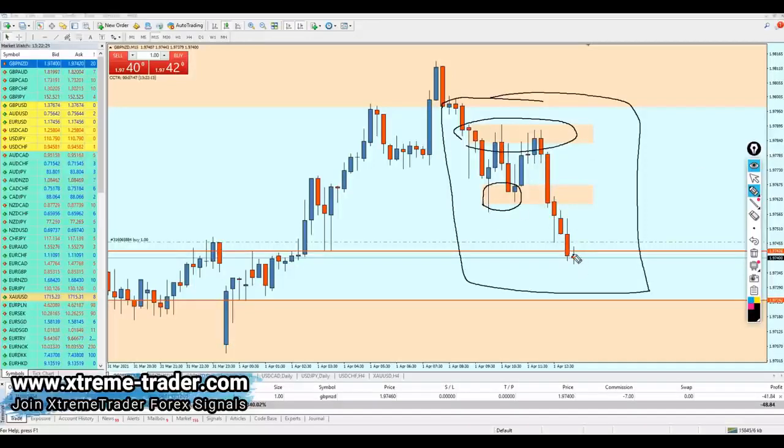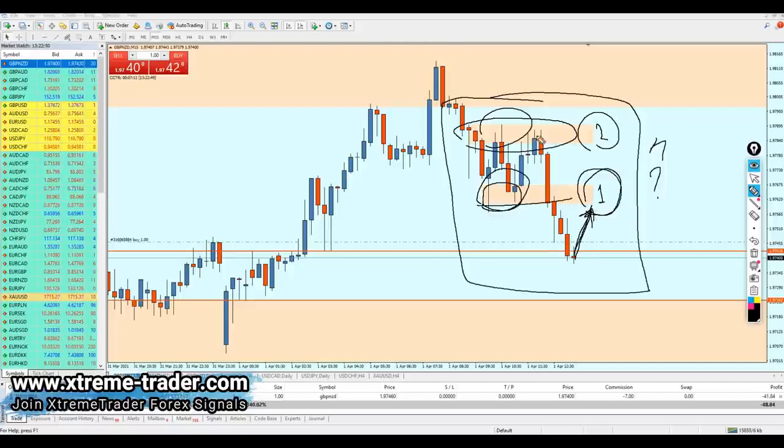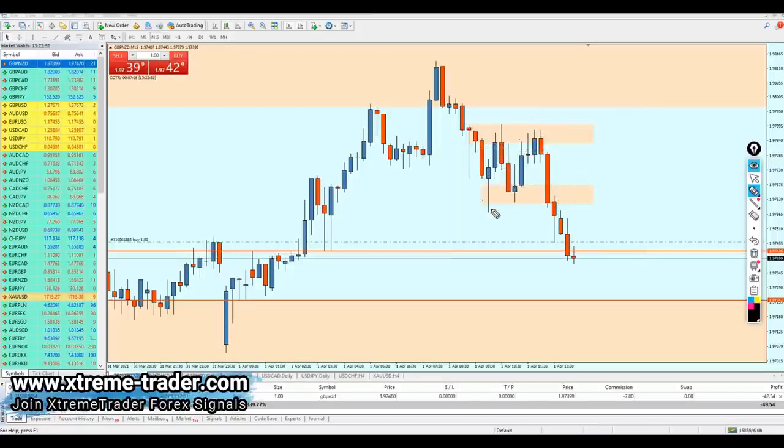Now, if this candle is ever going to continue rising, which one of these two is going to be hit first? Let me call this one number 1 and this one number 2. If this candle continues rising, which one is going to be hit first? Is it number 1 or number 2? Of course, the answer is very simple. It's number 1. Number 1 is going to be revisited first, before number 2. That being said, number 1 should be my take profit level.